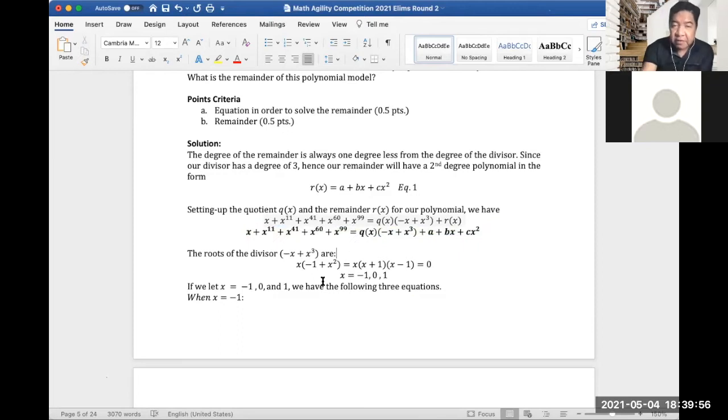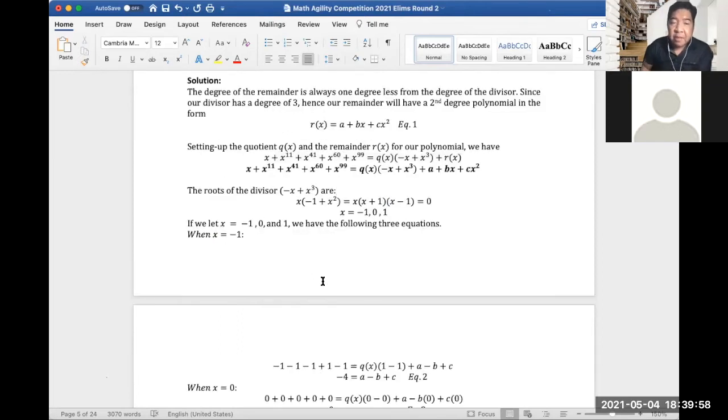So let's move to the next step. The roots of the divisor negative x plus x cubed are, so let's factor out x from negative x plus x cubed. So we would have x times x plus 1 times x minus 1 equals 0. So the roots of our divisor would be x equals negative 1, 0, and 1, right?